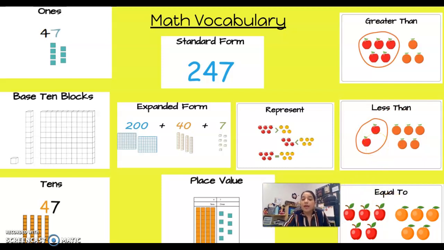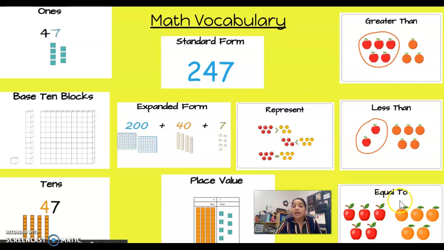Equal to. Equal to is when we have the same number or same amount of each object. So we have 5 apples and 5 oranges. So we have the same amount. Therefore, they're equal to. The amount of apples is equal to the amount of oranges because they both have 5.